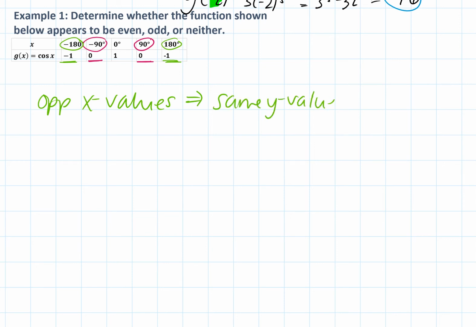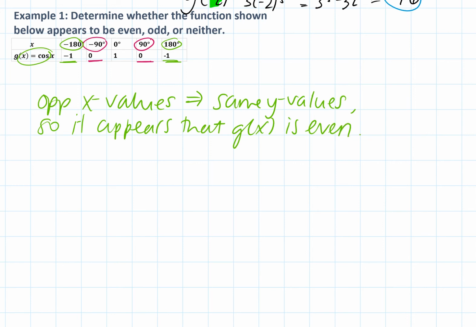So even though we have no idea at this point in the year what cosine function looks like or really much about it, we can conclude it appears that g of x is even. It's an even function, not that it has an even degree. It's not a polynomial, but it appears to be an even function.